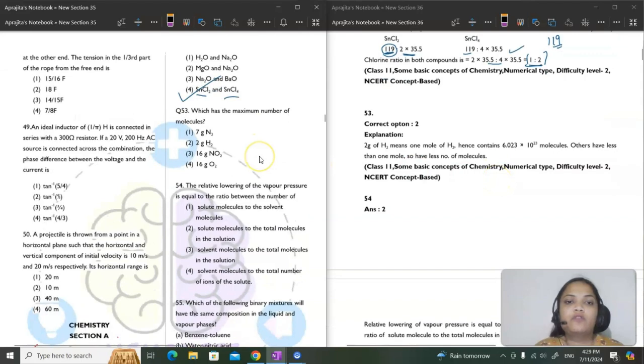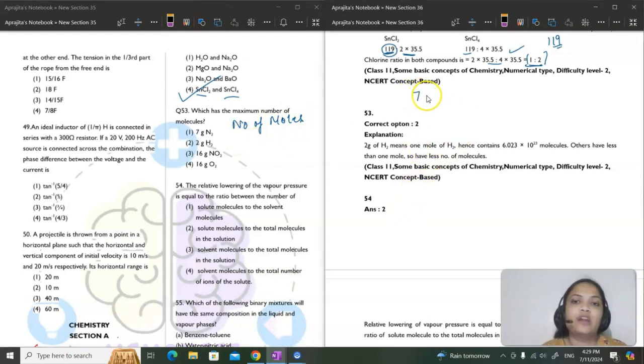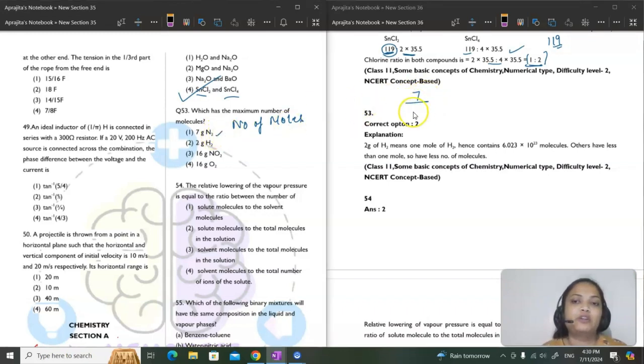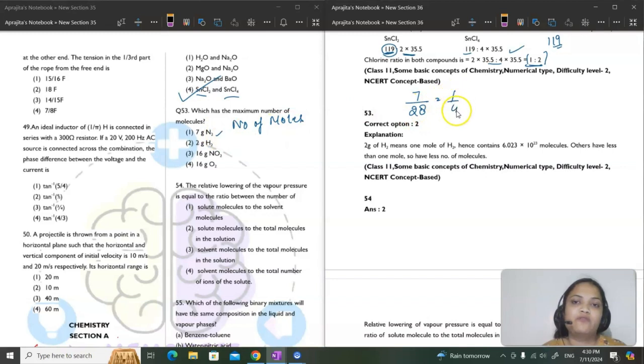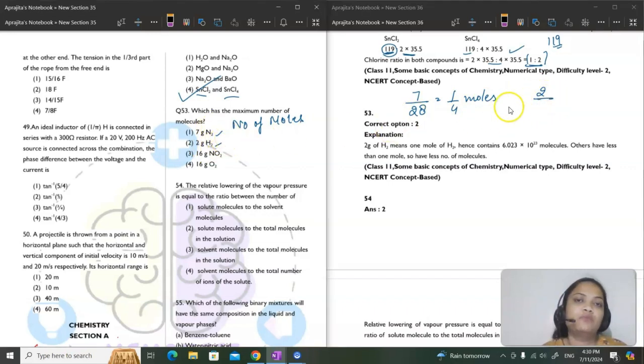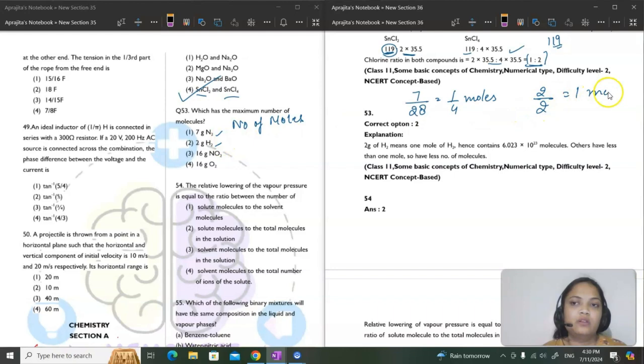Next, which of the following has the maximum number of molecules? Again, students, if you want to find the number of molecules, try to find the number of moles. When you find the number of moles, you will get the number of molecules. 7 gram of nitrogen: nitrogen has atomic mass of 14, but here N2 is given, so the number of moles will be 1/4 moles. Now 2 gram of hydrogen: 2 divided by the molar mass of 2 gives 1 mole. 16 gram of NO2.